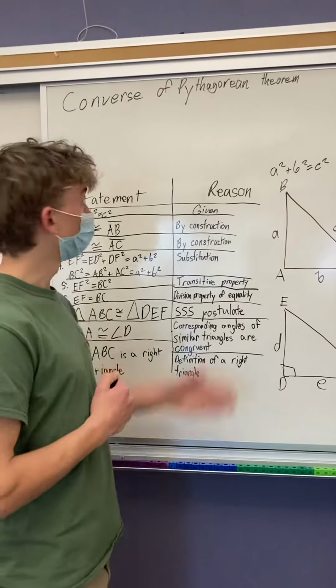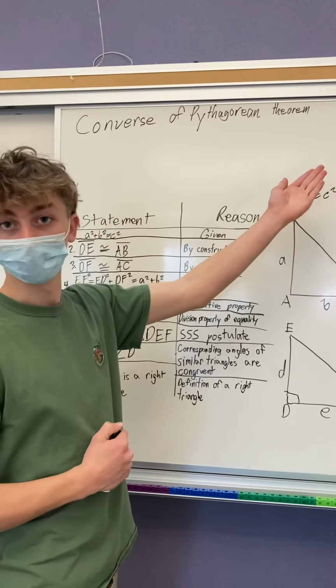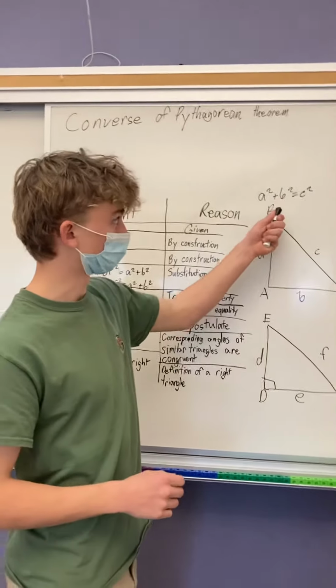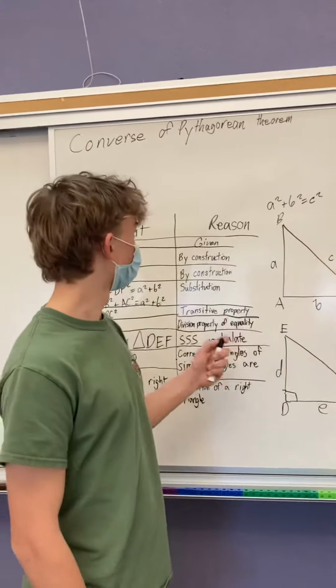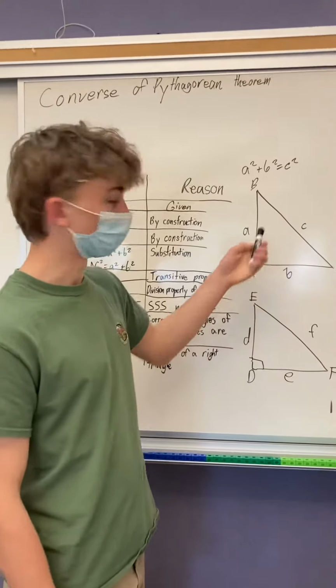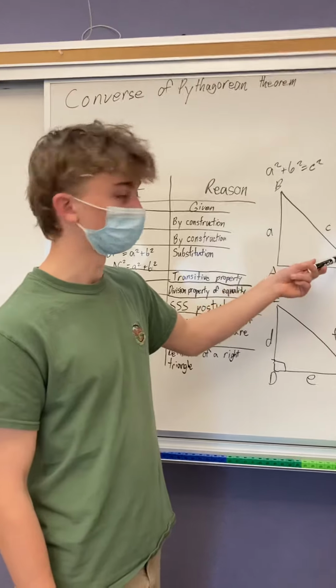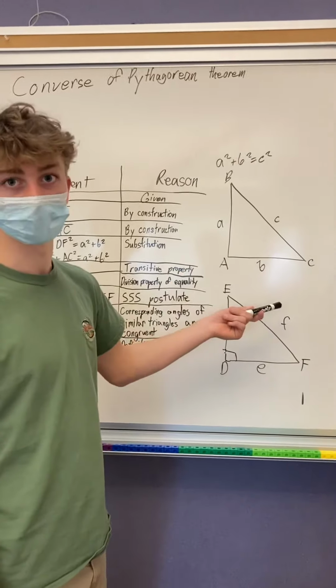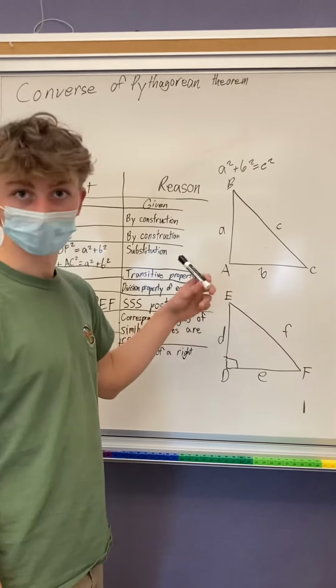Today, we're going to be proving the converse of the Pythagorean theorem. So the Pythagorean theorem states that a squared plus b squared equals c squared. The converse of the Pythagorean theorem states that if the square of the longest side, or hypotenuse, of a triangle is equal to the sum of the squares of both of the other sides, then that triangle is a right triangle.